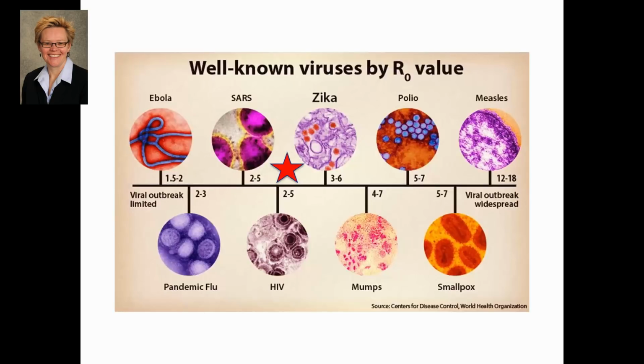And to the far right, we have measles. Measles R0 is 12 to 18. So it is many more times contagious than COVID-19.